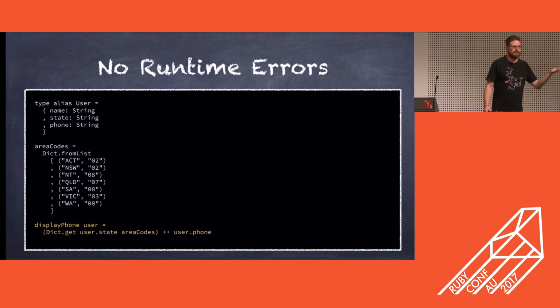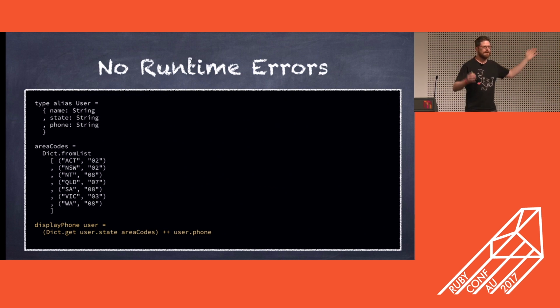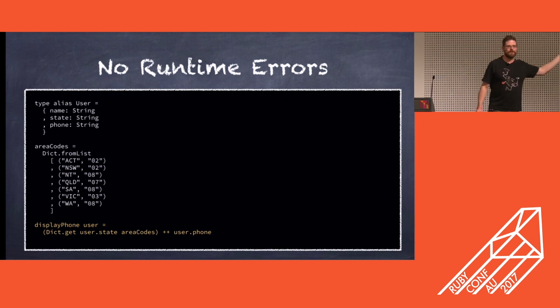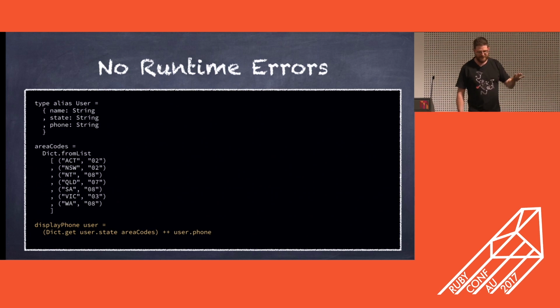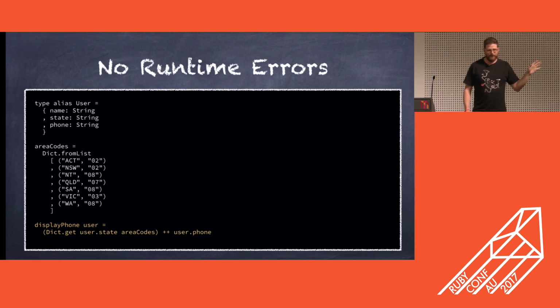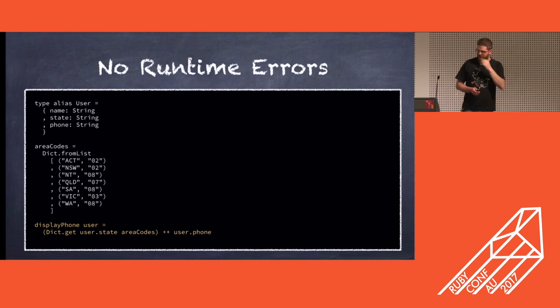So I said there's a bug in this code, and some of you will already have seen what the bug is, and the bug is, of course, that I have forgotten Tasmania. And I want to stress that this is purely a hypothetical example, and I'm sure no one has ever forgotten Tasmania in production code.